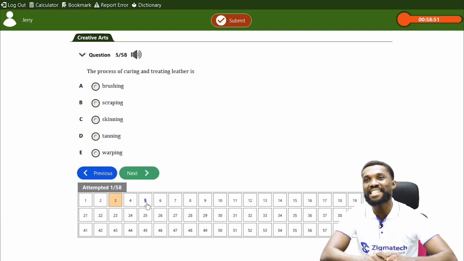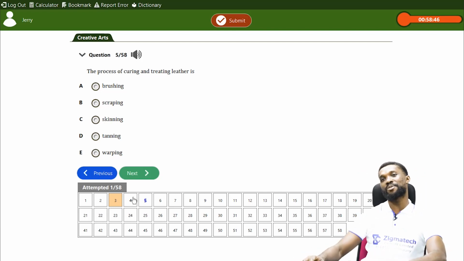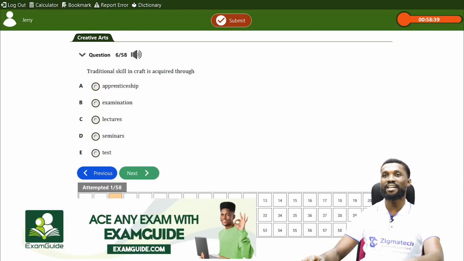Now the process of cutting and treating leather. I think we'll leave this for our subsequent class, because the next thing we'll talk about is leather work. So let's just look at this other one and then we'll try our hands on it.